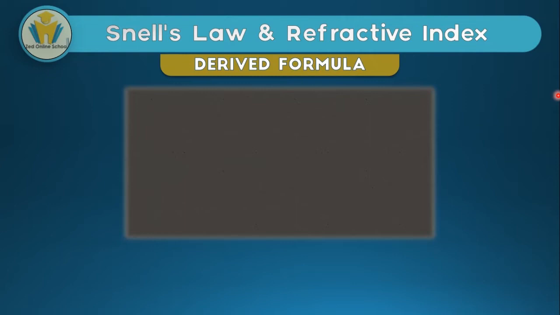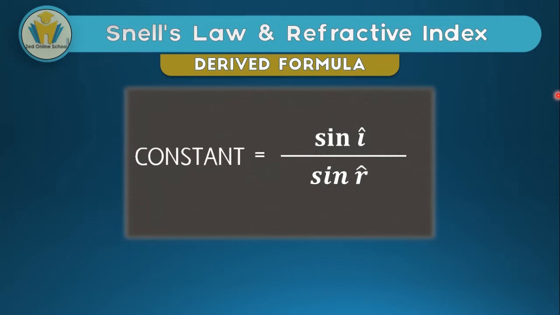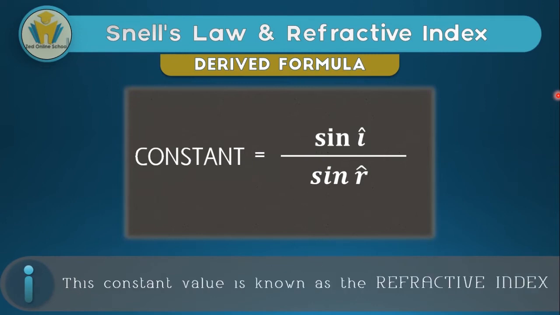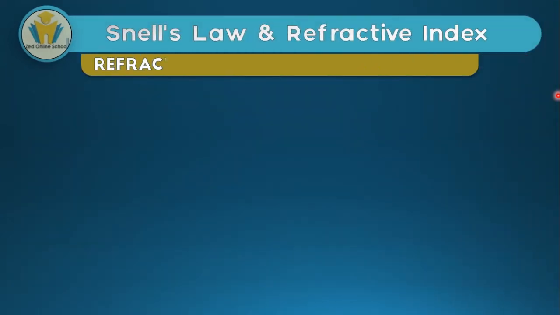I'm sure if you are attentive, you already know that it's sine i over sine r. Now, we usually use this constant and refer to it as the refractive index. So whenever you hear the refractive index, you should at least remember this formula: sine i divided by sine r, where i is the angle of incidence and r is the angle of refraction. It's very simple. Another thing you must remember is that the refractive index can be equated to many things.